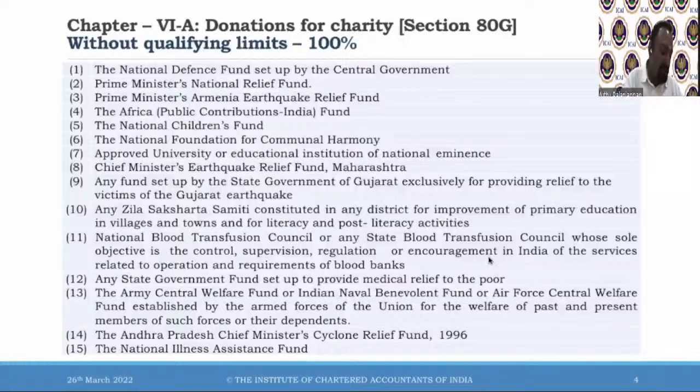You have National Defense Fund, Prime Minister's National Relief Fund, Armenian Fund, African Public Contribution, National Children Fund. Probably you can go through, right? You have Chief Minister's Earthquake Fund, and something called any Zilla Saksharta Samiti constituted in any district for primary education. So how do you remember all this? You have Army Central Welfare, Andhra Pradesh Chief Minister's Cyclone Relief Fund, and then National Illness Assistance Fund. So all this is what is covered.